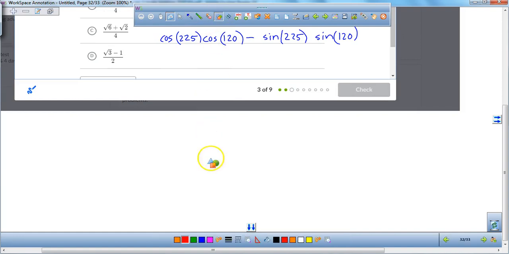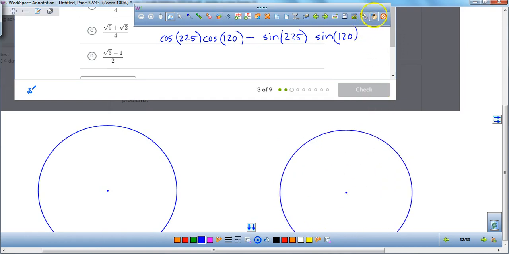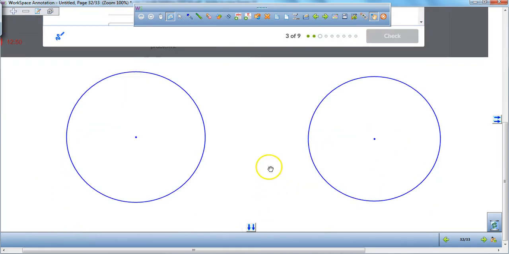So what I'm going to do is draw a couple of unit circles. All right. Got one here. Got one here. All right. So there's our unit circle.